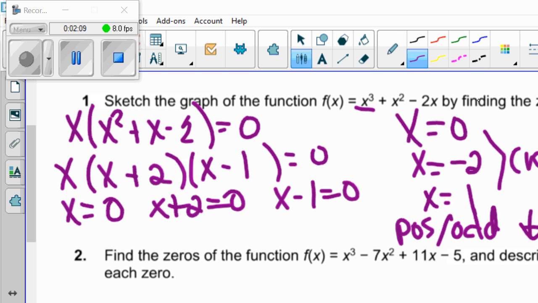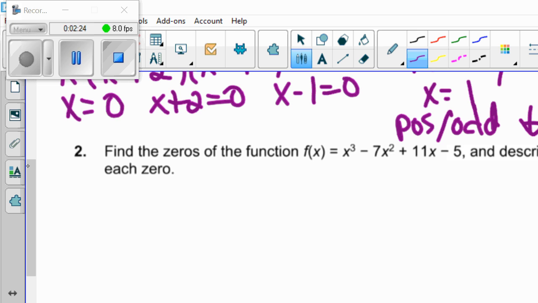Number 2, find the zeros of the function f of x equals x cubed minus 7x squared plus 11x minus 5. Describe the behavior of the graph at each zero. So again, the first thing I want to look for is, will this factor? I have 4 terms, so I'm looking at factoring by GCF or factor by grouping. They don't have anything in common, and I cannot factor by grouping. So this is where I have to do my P's and Q's. So I'm going to list the possible ones.